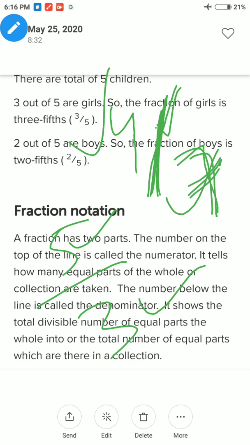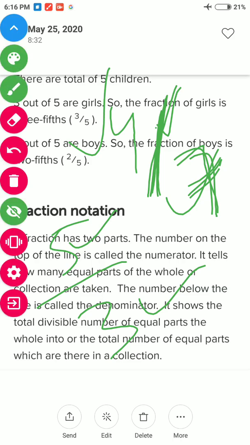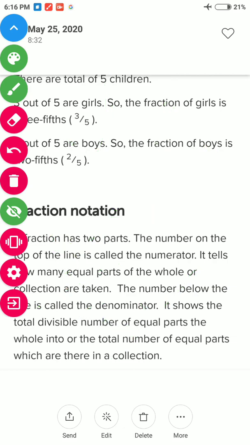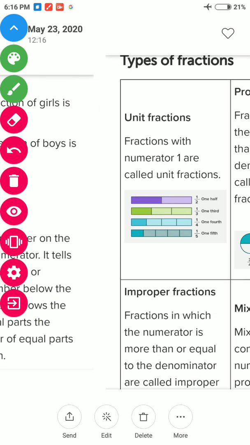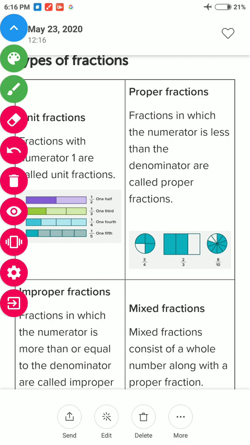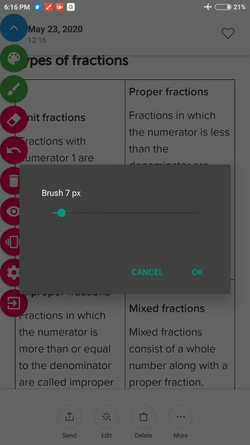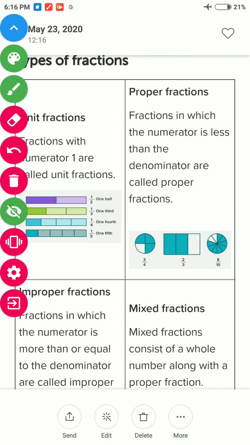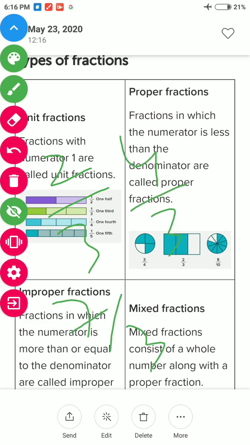Now dear students, there are some types of fractions. First one is like fractions. Like fractions are the fractions having the same denominators. For example, like fractions: 2 divided by 3, 4 divided by 3, 7 divided by 3. These are called the like fractions. Like fractions are those fractions having the same denominators.